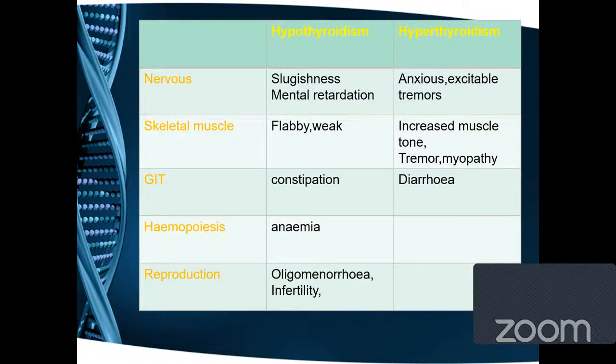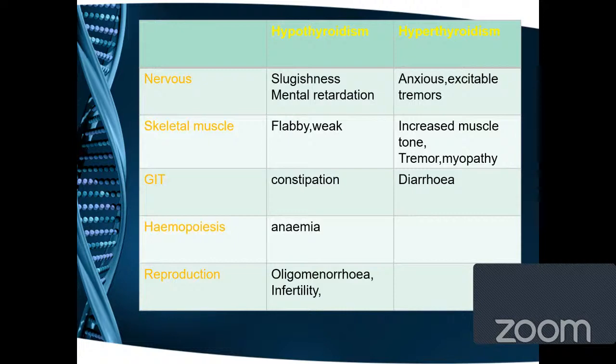On skeletal muscle, in hypo, they will be flabby and weak. Hyper, there will be increased tone in muscles. GIT, in hypo, there is constipation. In hyperthyroidism, there is diarrhea. Hemopoiesis, there is anemia in hypothyroidism. Then in reproduction, oligomenorrhea and infertility.